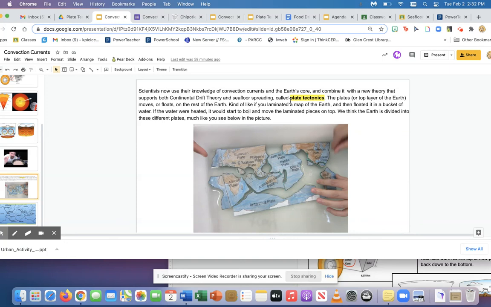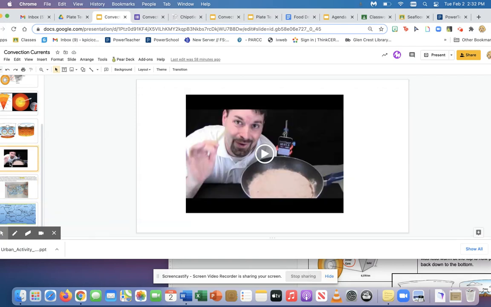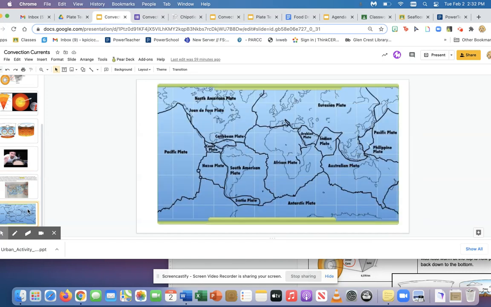In the video. Kind of like if you laminated a map of the earth and then floated it in a bucket of water. If the water were heated, it would start to boil and move the laminated pieces on top. And this is how we think the earth is divided, right? So exactly what this was showing us is happening to the earth. And that, together with plate tectonics and seafloor spreading, causes things like mountains and volcanoes and earthquakes to happen.